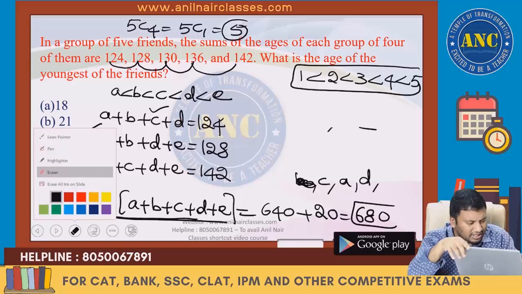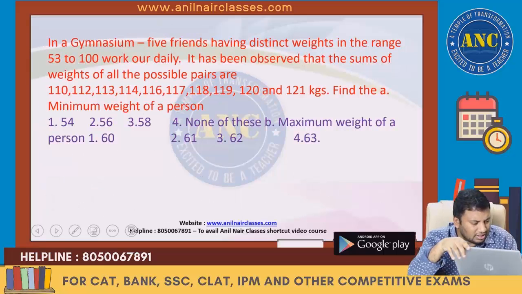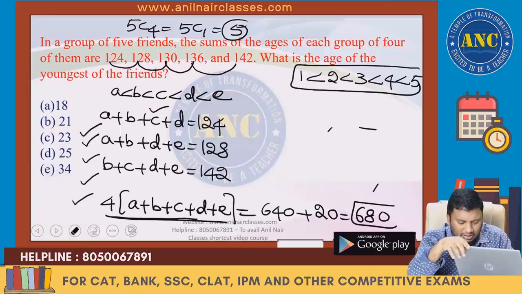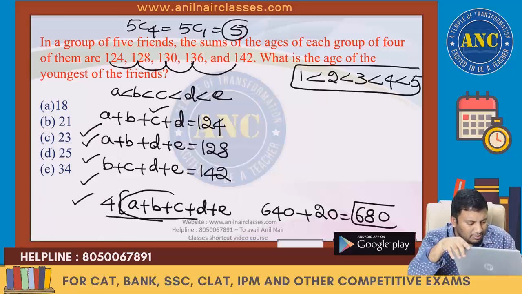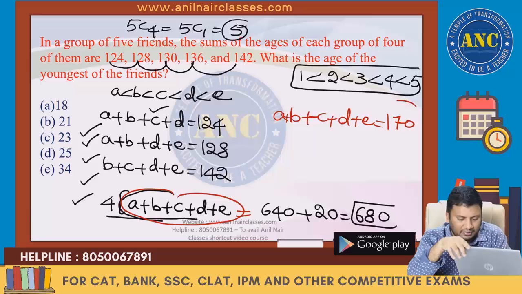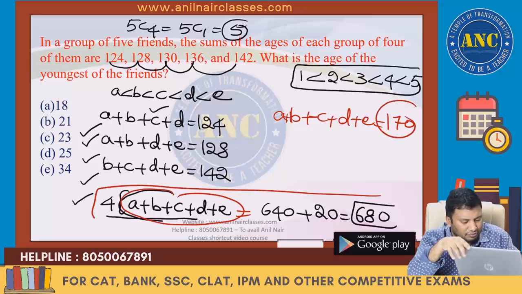So I hope it is clear to you. This is exactly why traditional method is not the best method. A with B, A with C, A with D, A with E. So A plus B plus C plus D plus E, this value we got. What is this value? This is nothing but 170. I hope it is clear why it is 4 into.